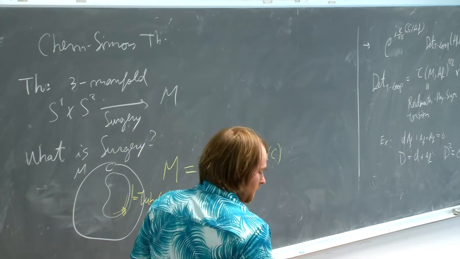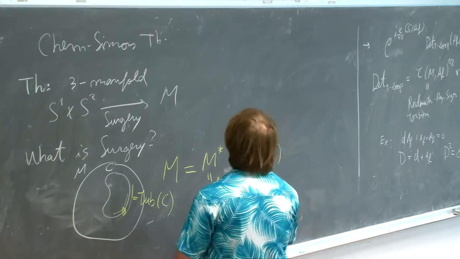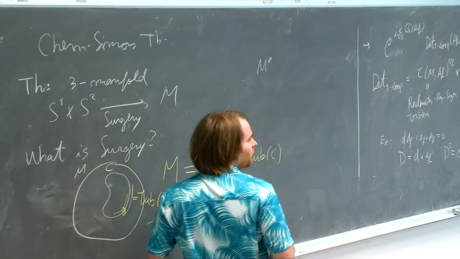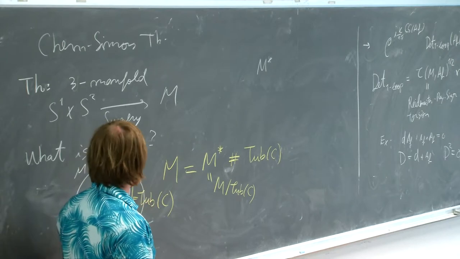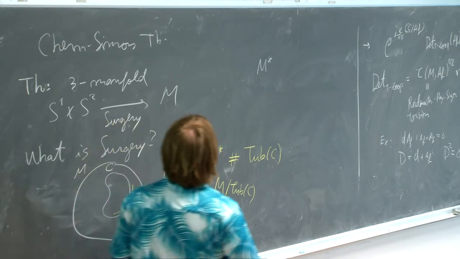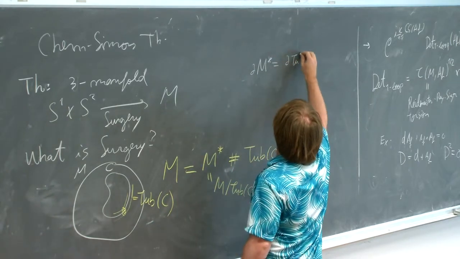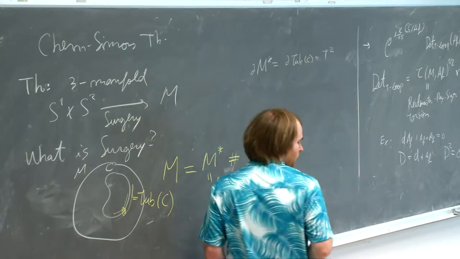So this M star is now a 3D manifold but with a boundary. And the boundary of that is a torus of this tube, obviously, okay? So delta is just the boundary of this tube. Just like T2. Right.